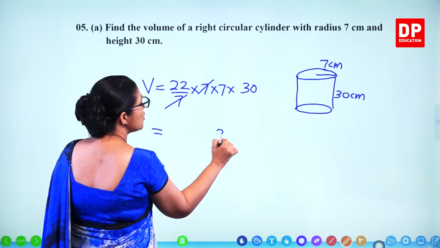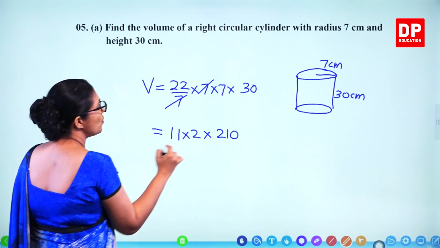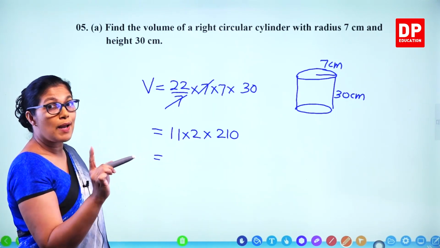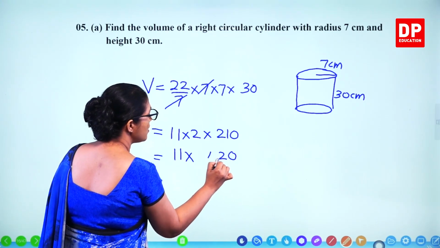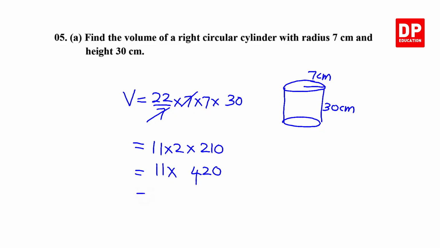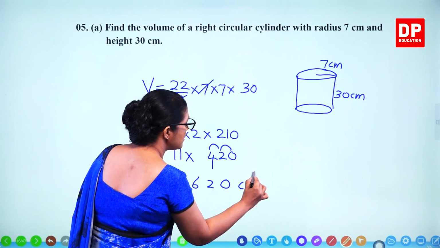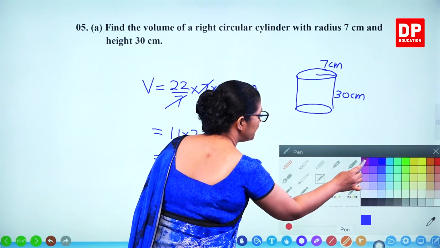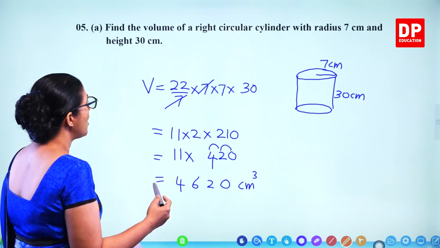7 times 30, 210. And I can split 22 into 11 and 2 here because it's easy to multiply by 11. 11 times 2 times 210, 11 times 420. You split the first and the last digit and then add: 2, 4 plus 2, 6. 4,620 cubic centimeters is the volume. Two marks for that.